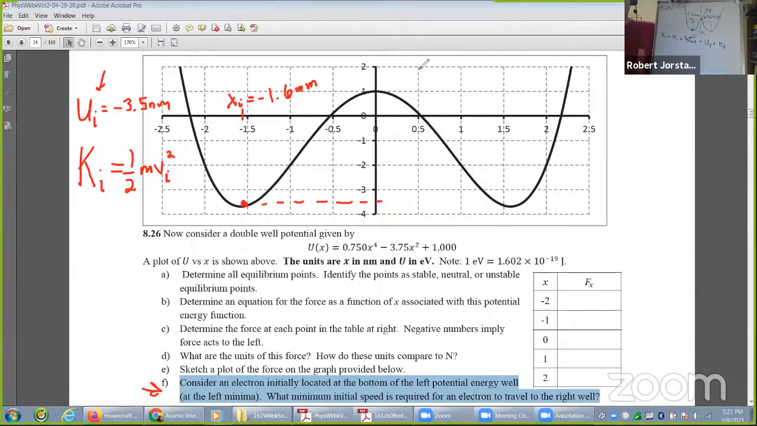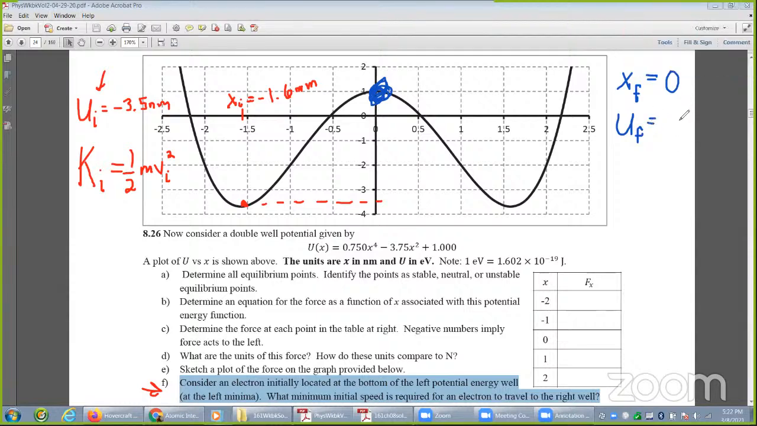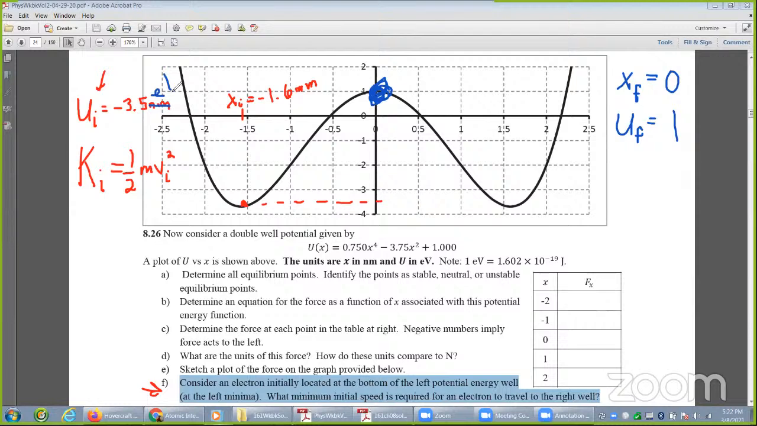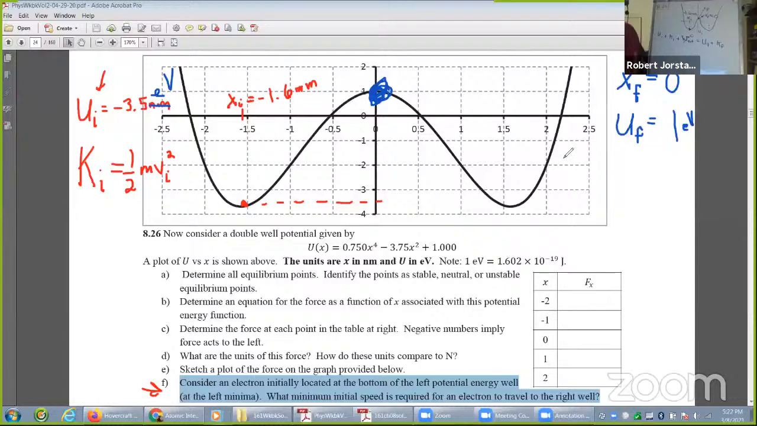All right. Where do we run into trouble? At the top, right? So what is x final? X final is 0. That corresponds to what value of U? 1. And that's in units of, wait a minute, I wrote nanometers here. Those are units of eV. We would have caught that when we plugged it in, but this is units of eV as well. And then what's the kinetic energy final?